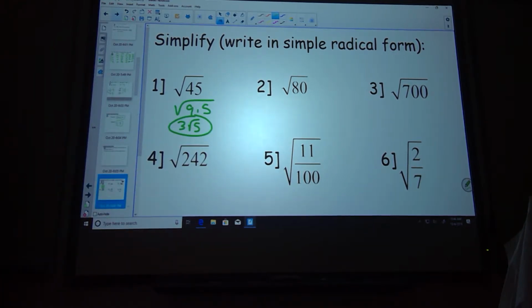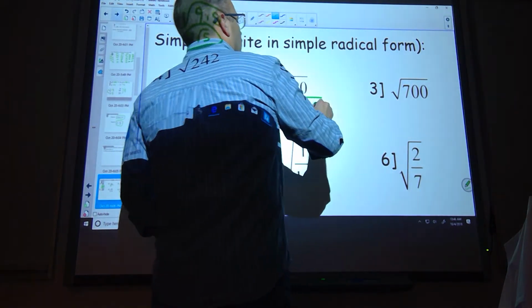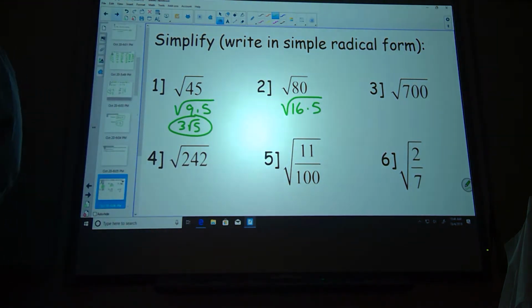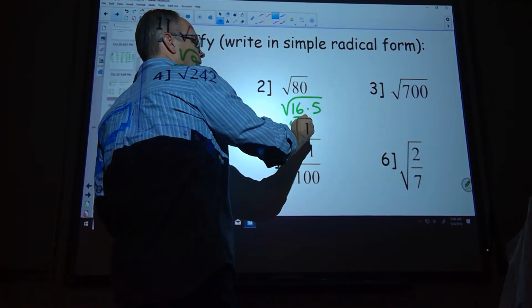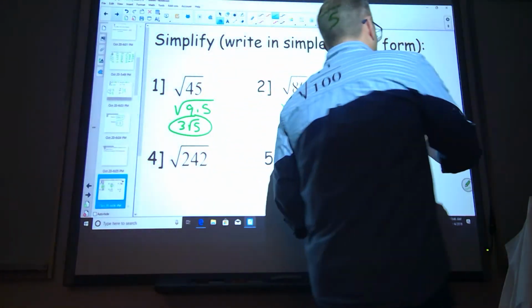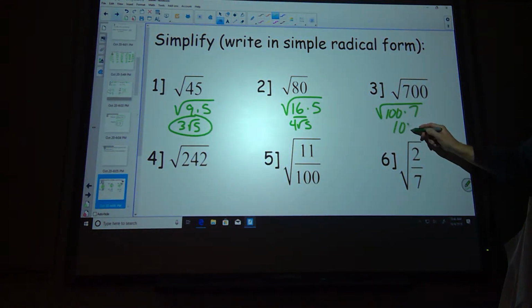Root 80. 80 is the same thing as 16 times 5. So, why am I not going 4 times 20? Because 20 has a perfect square inside of it. So, break down 16, the square root of 16 is 4 root 5. Done. 700 is going to break up into 100 times 7, so that's 10 root 7. Good. Is that okay?